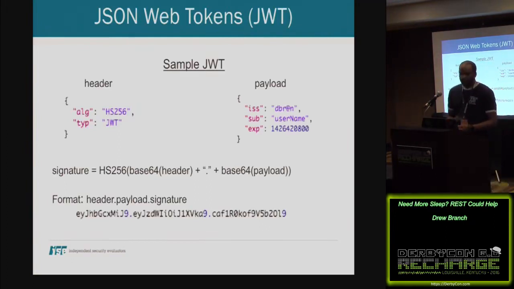The format of a JSON web token is header.payload.signature. This is an example of one. It's the shorter version. These web tokens are much longer.